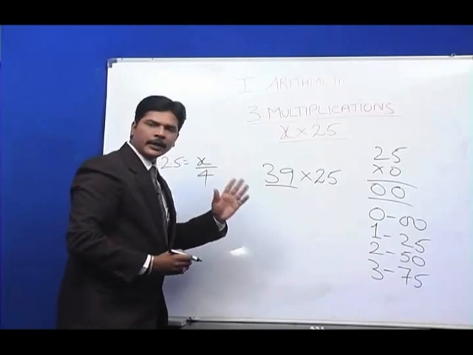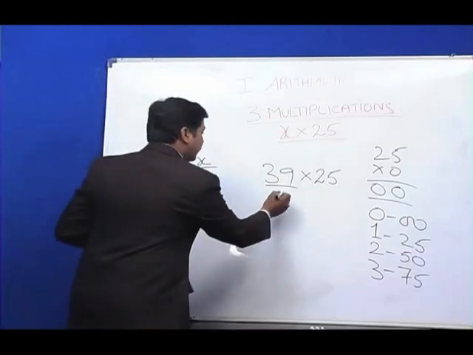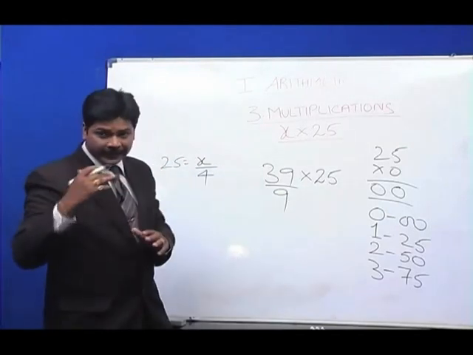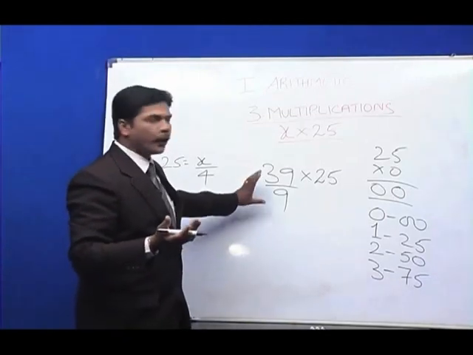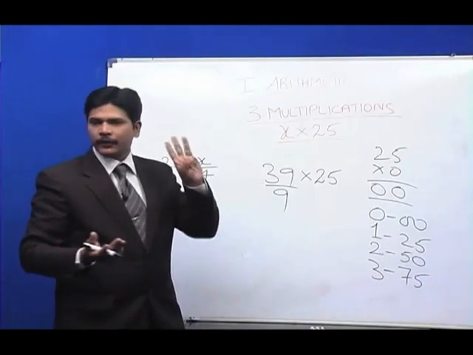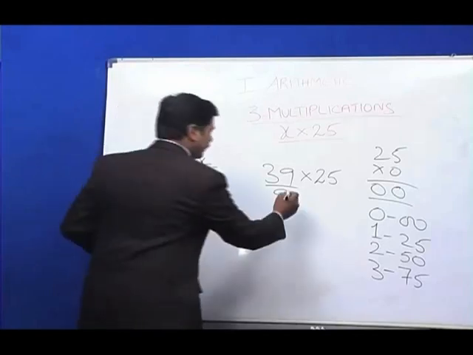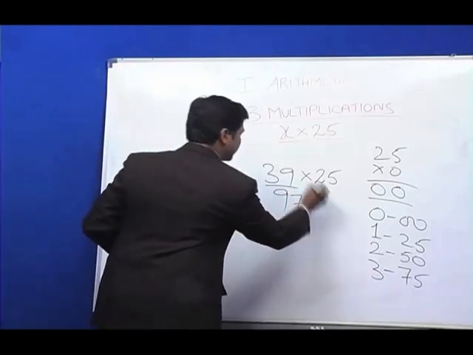4 goes in 39 how many times? It goes 9 times. It actually doesn't go exactly, but near it goes. 4 9s are 36 with a remainder of 3. If the remainder is 3, the answer ends in 75.